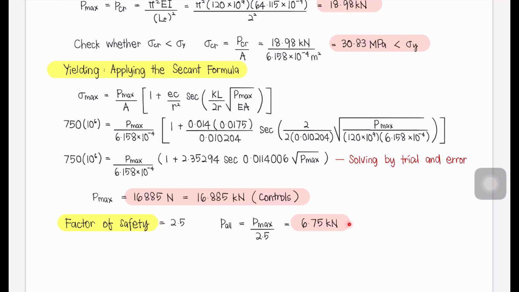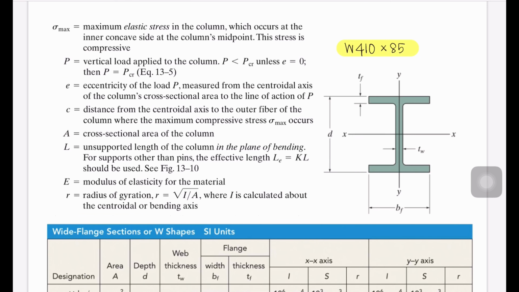6.75 kilonewton. Before we finish this video, I just want to remind again that in the second formula, there are some parameters that you need to know, which is sigma max, or maximum elastic stress. P is referred to the vertical load applied to the column when P is less than the vertical force. E is the eccentricity of the load.